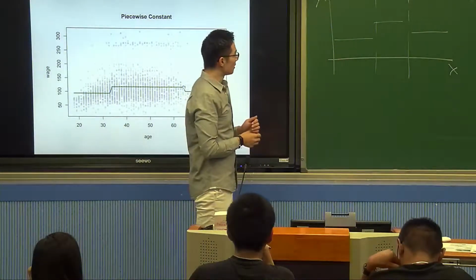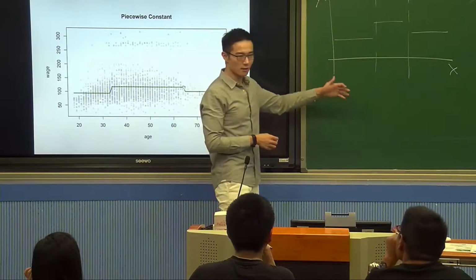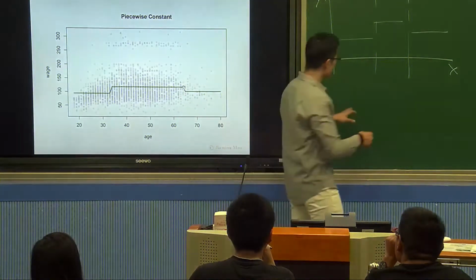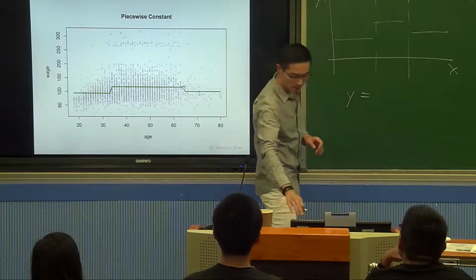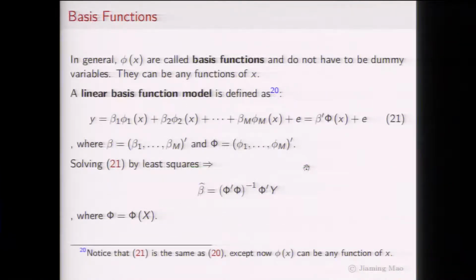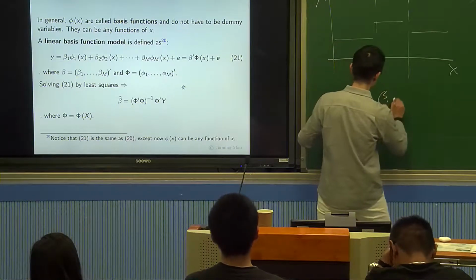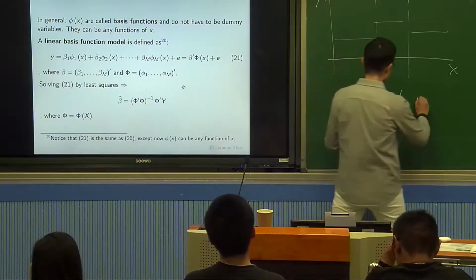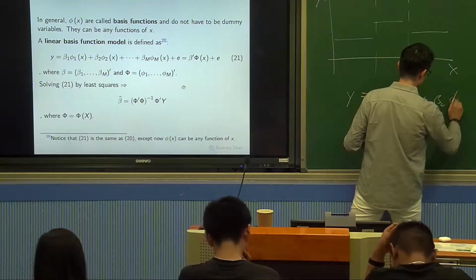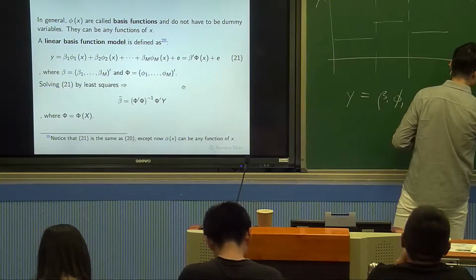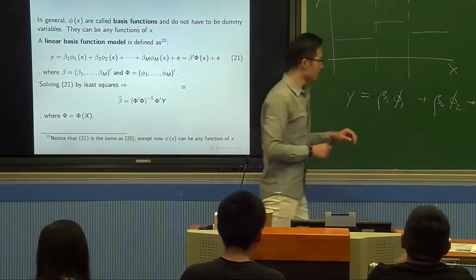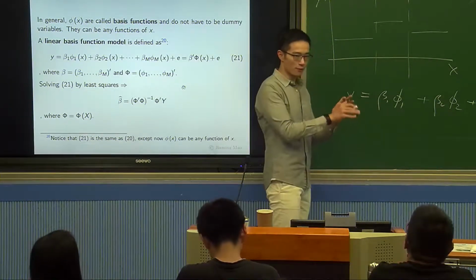Okay. How do we express this in terms of mathematical models? Well, I can write y equal to beta 1, phi 1 plus beta 2, phi 2 plus beta 3, phi 3 plus a mean. I can write it this way. And each phi, of course, is a function of x.